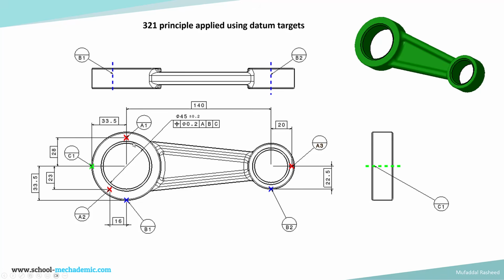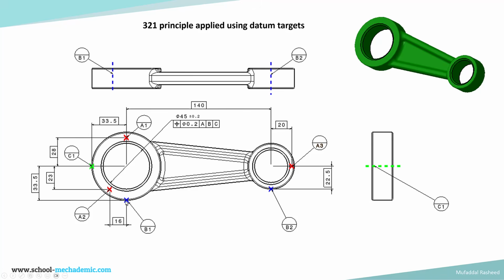Datum targets are generally used for parts which are big, and generally we do not rest the complete part onto a surface or a datum feature simulator. Instead, we rest it onto points which are representing the datum feature. So here these points are represented as datum targets, A1, A2 and A3. Then in this view, there are 2 X's at the end in blue color. These are datum targets B1 and B2, which represent the secondary datum feature B.